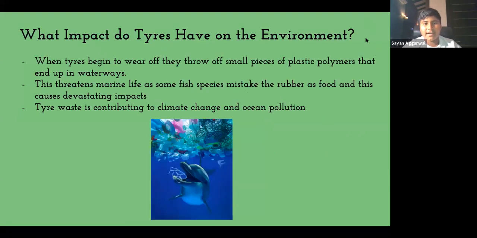What impacts do tires have on the environment? When tires begin to wear off, they throw off small pieces of plastic polymers that end up in waterways. This threatens marine life, as some fish species mistake the rubber as food, and this causes devastating impacts. Tire waste is contributing to climate change and ocean pollution.